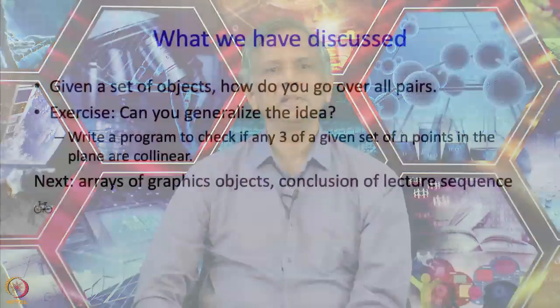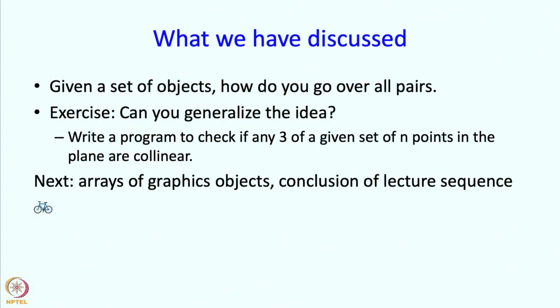Welcome back. In the last segment, we considered the problem of deciding whether a set of disks is intersecting or not intersecting. In this segment, we are going to look at arrays of graphics objects, whether that is even possible, and we are also going to conclude this entire lecture sequence. Okay, so can we have arrays of graphics objects?